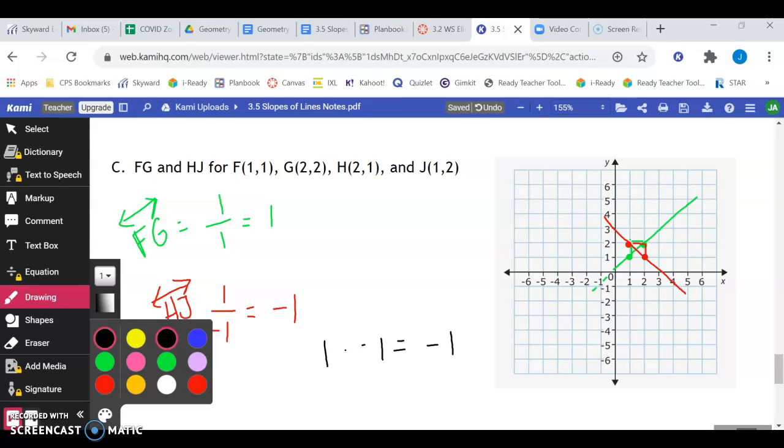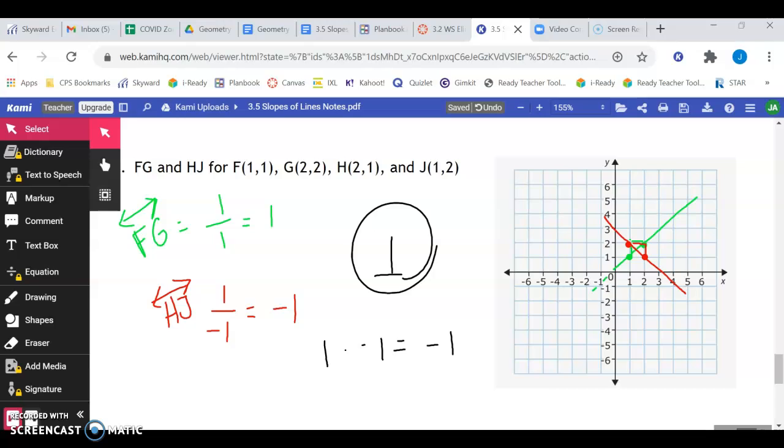perpendicular line theorem said, that if we multiply them together, we can prove that they are perpendicular. So those lines are perpendicular. Upside down T is the symbol for perpendicular.